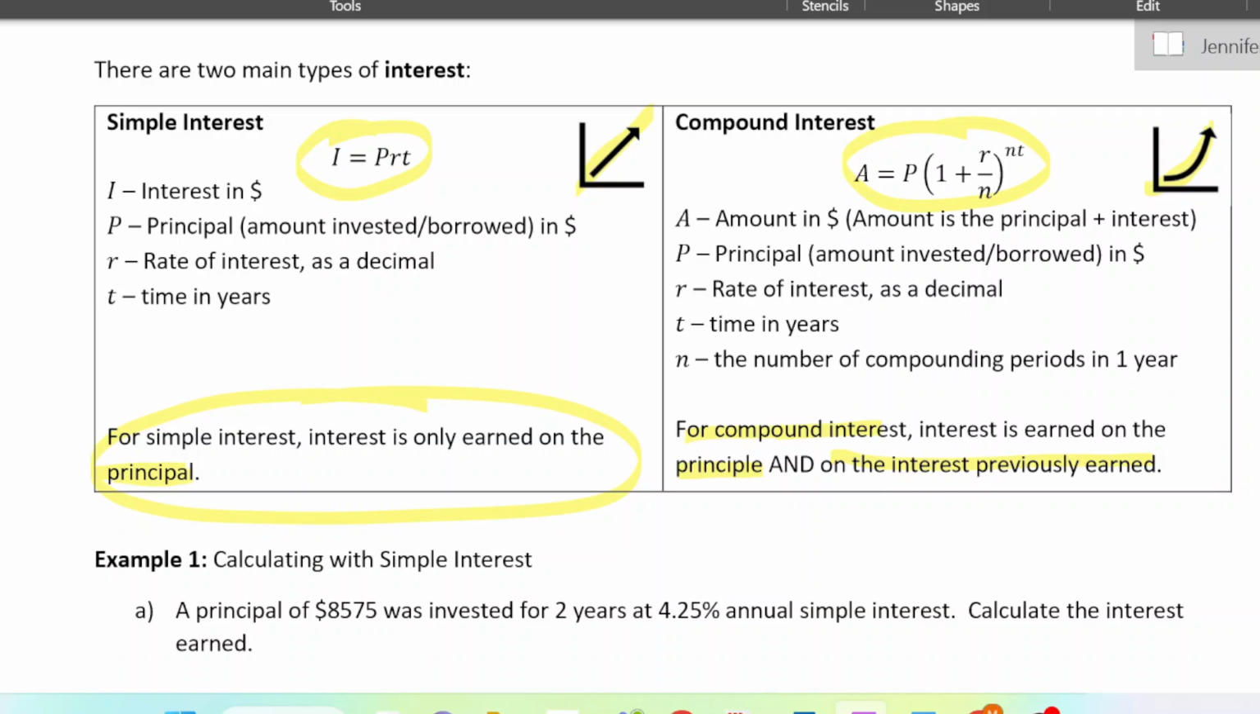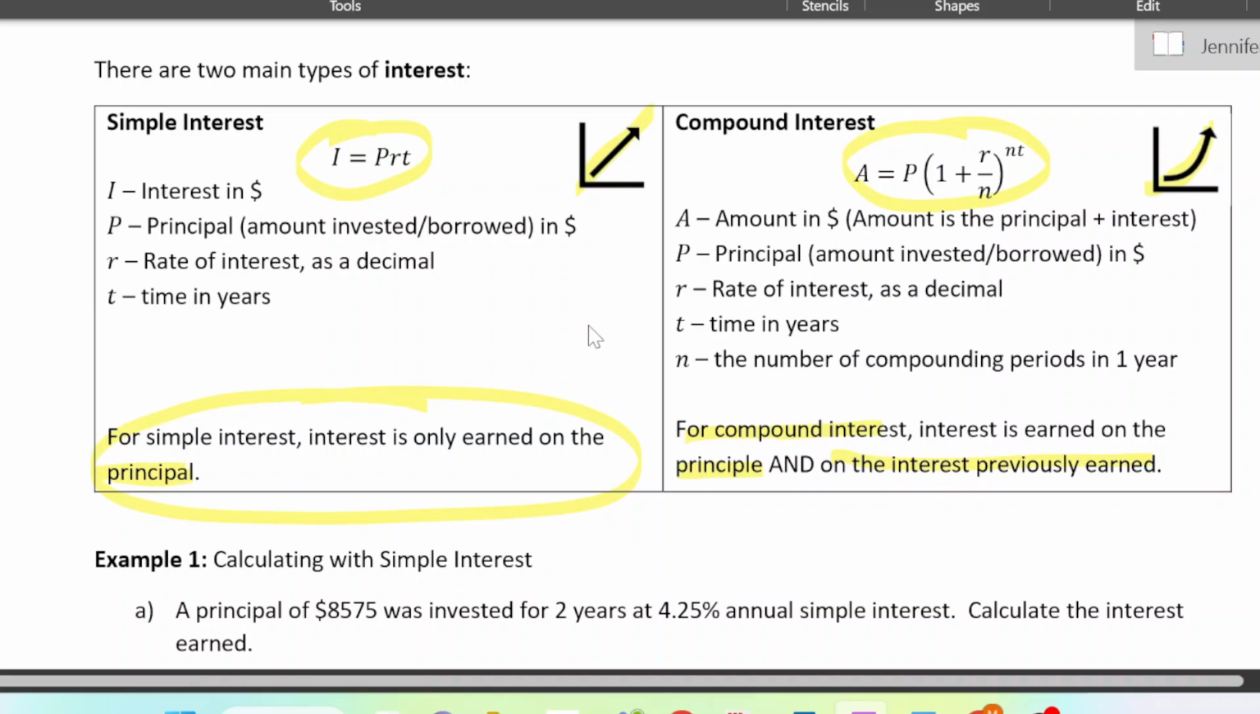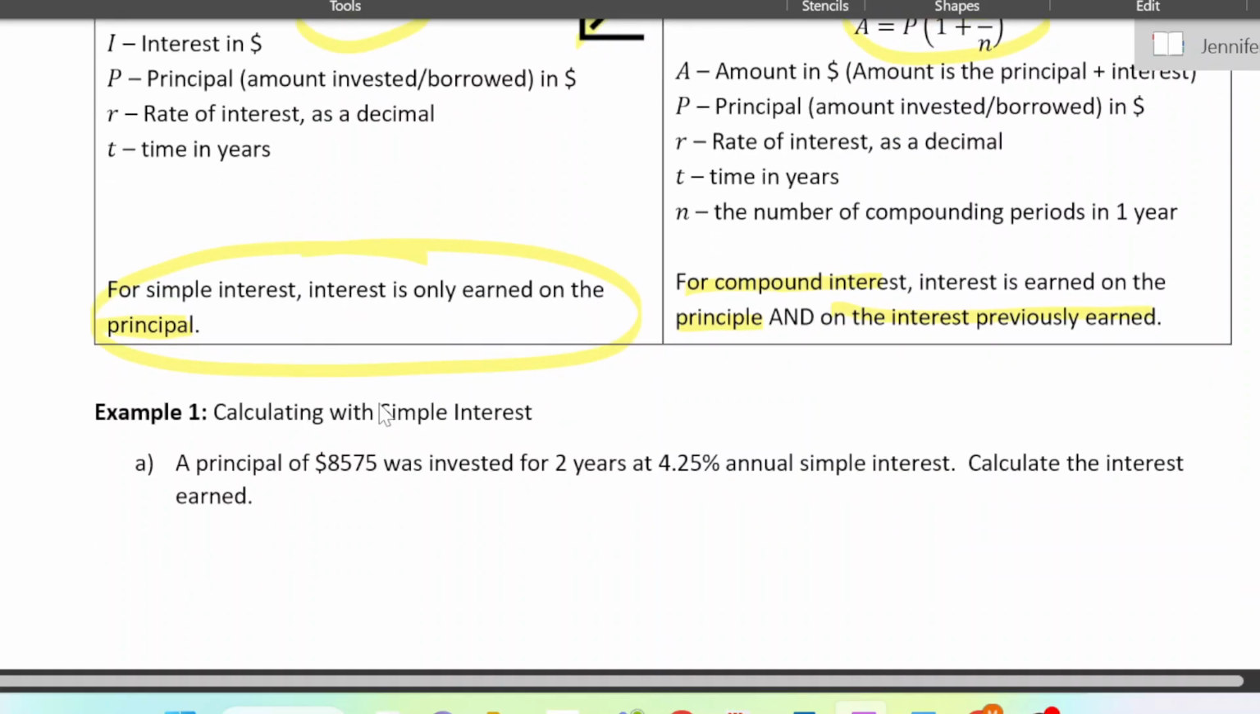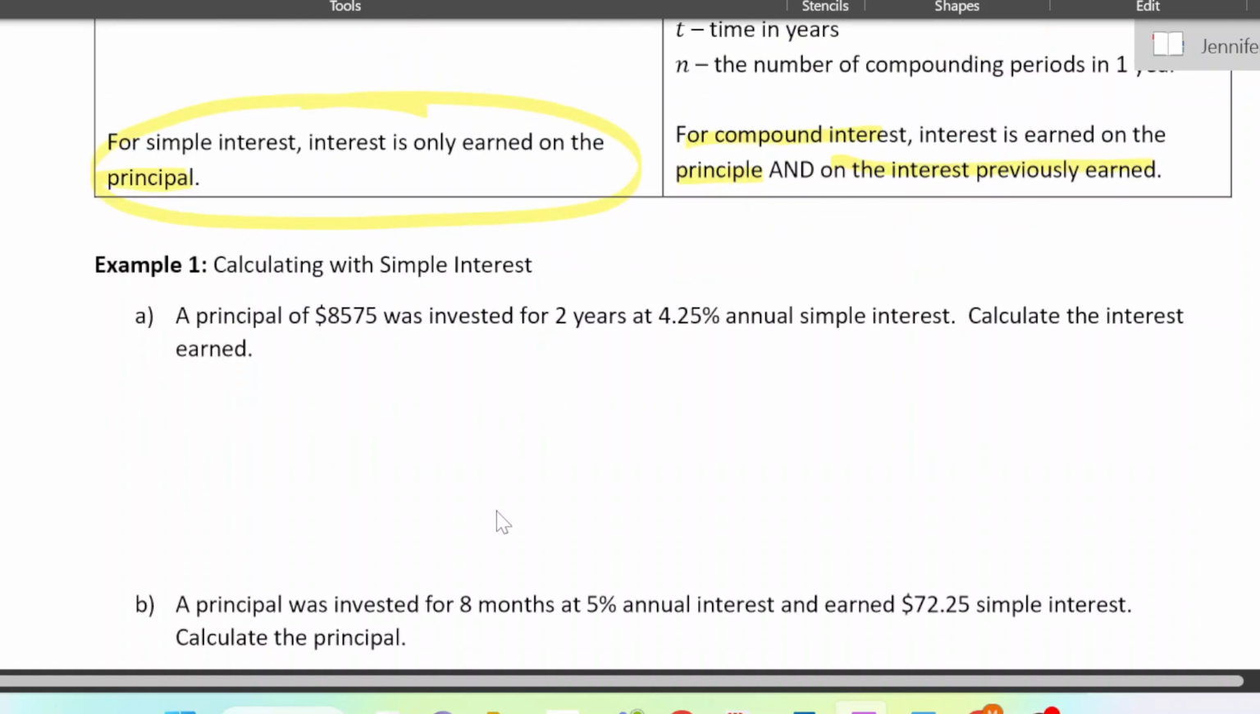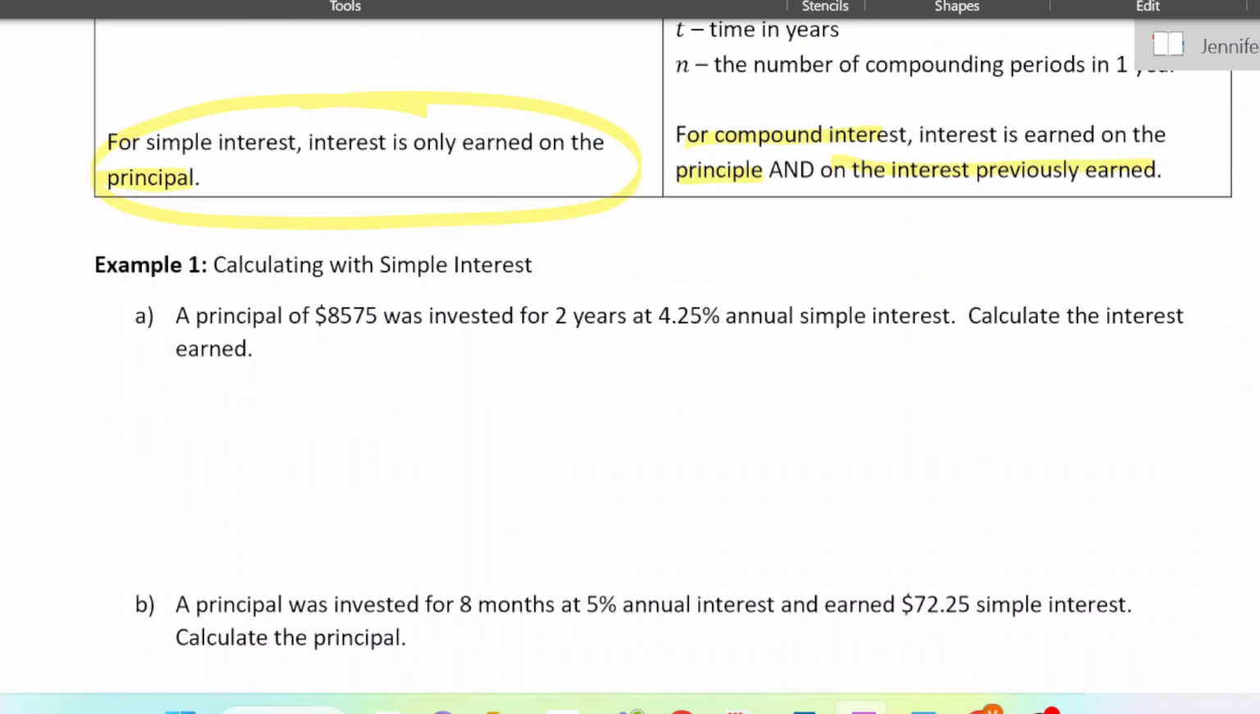So let's practice using those two equations now. We're going to do that in the next few examples. So the first few examples are going to be with simple interest. For each question, I'm just going to highlight the key terms, and then we'll write down what we know and then solve the appropriate equation.